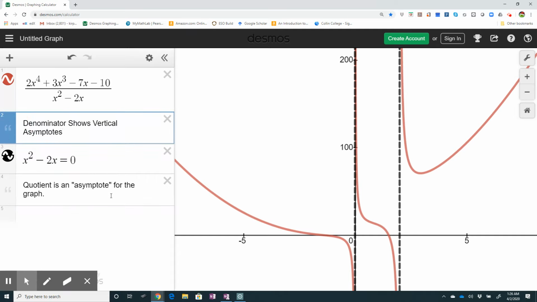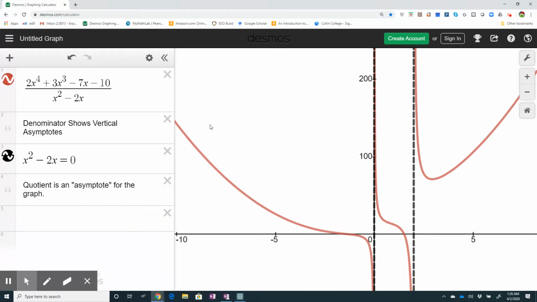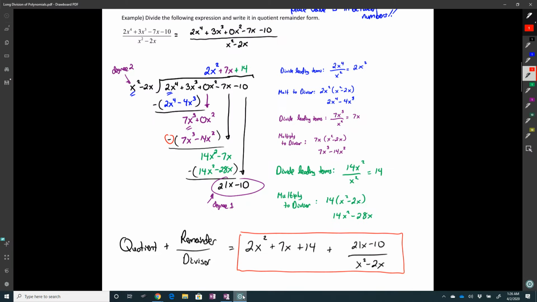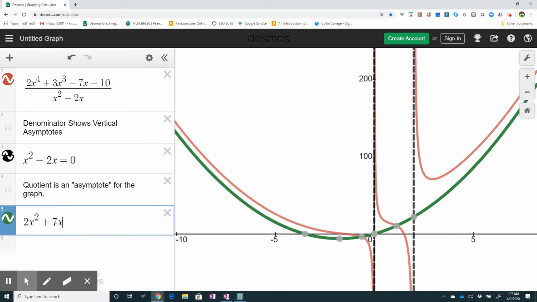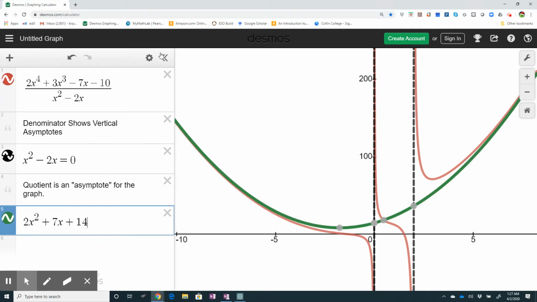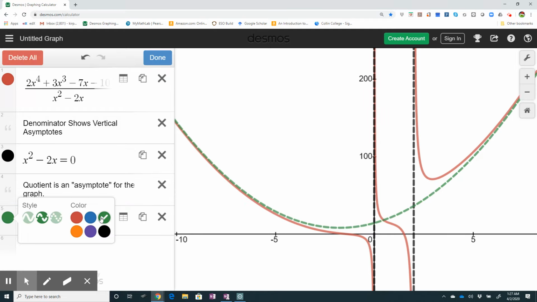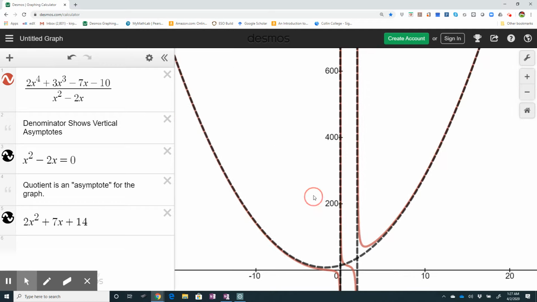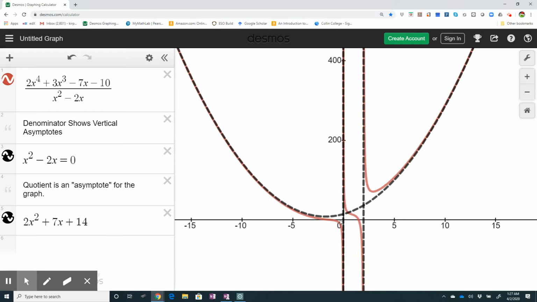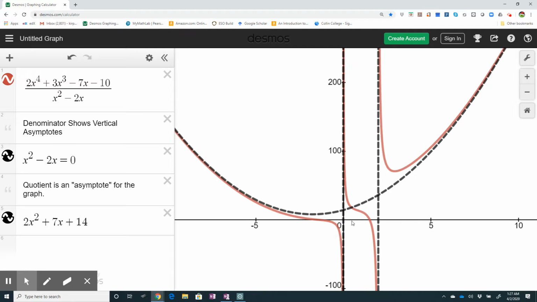Okay. Now my quotient is the asymptote for the graph in general. Notice this is a big parabola, and so 2x squared plus 7x plus 14. There you go. Notice that the graph looks like that as you zoom out. The two graphs are pretty much the exact same thing. The only time it gets off from it is because of the vertical asymptotes. The graph can't touch them, so it has to avoid them.